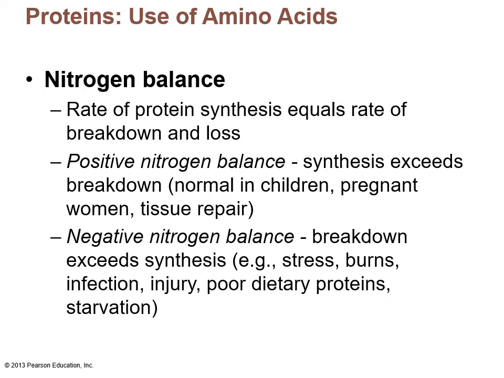When you're using amino acids, they have nitrogen, and carbohydrates and fats don't have that. So they talk about this nitrogen balance. You want to make sure that in the body, the rate of protein synthesis equals the rate of breakdown and loss. A positive nitrogen balance means that the synthesis exceeds the breakdown, and this is normal in children, pregnant women, tissue repair. Negative nitrogen balance is where the breakdown exceeds synthesis, and that happens when you have a lot of stress, burns, infection, injury, poor dietary problems, starvation. It's just a term you might hear used, but I won't test you on anything about nitrogen balance.